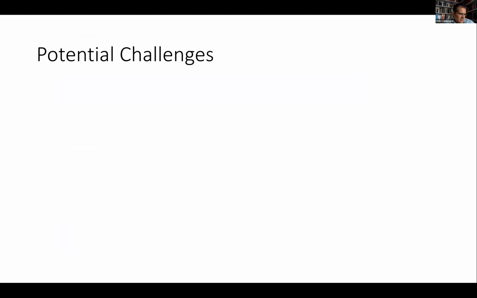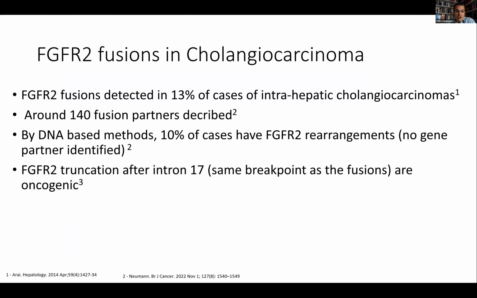So a gene that kept me a little bit uncomfortable in recent months was FGFR2, right? Because we work mostly with mRNA-based assays. I mean, we do hybrid capture. And when we look at FGFR fusions, they are detected in 13% of cases of intrahepatic cholangiocarcinomas, highly promiscuous fusions, with about 140 fusion partners described.